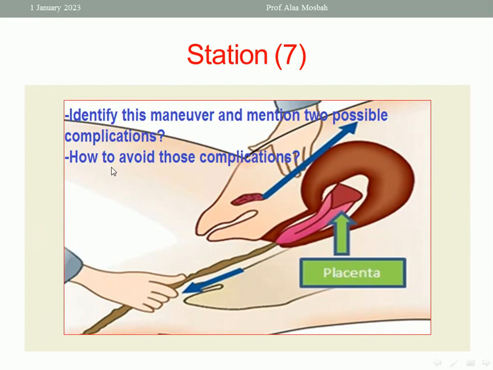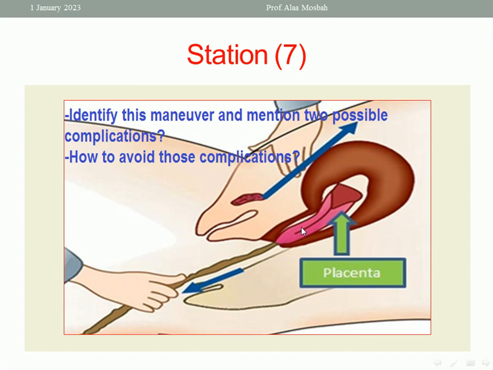Let us go to the next station, station 7. Look to this picture, please. Identify this maneuver and mention two possible complications. This maneuver is Brandt-Andrews maneuver, or what's called controlled cord traction. It should be done during uterine contraction, gentle cord traction, while the other hand pushes the uterus up. Okay, this facilitates the separation of the placenta.